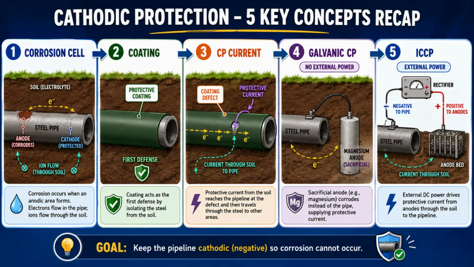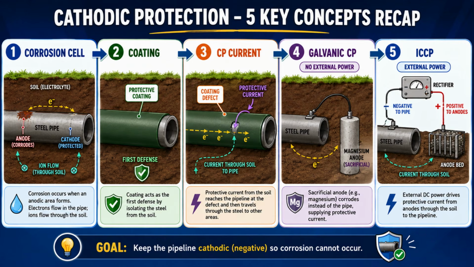Let's summarize everything simply. Corrosion is an electrochemical process. It needs an anode, a cathode, a metal path, and an electrolyte. The anode is where metal is lost. The cathode is protected. Cathodic protection works by making the steel structure behave like a cathode. Coating is the first defense because it separates steel from the environment. Cathodic protection is the second defense because it protects exposed steel at coating defects.